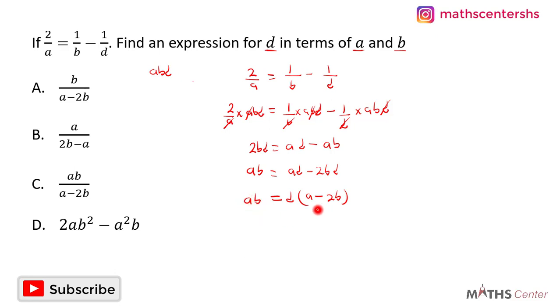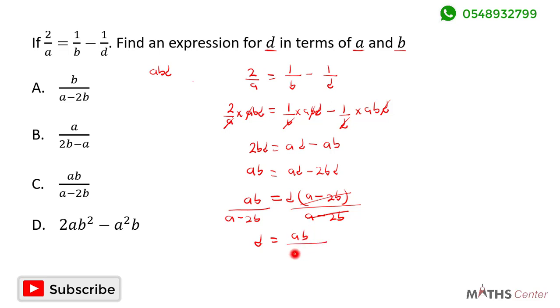To get D, I'll divide both sides by A minus 2B. So I'll divide here by A minus 2B and divide here also by A minus 2B. So A minus 2B, A minus 2B will be gone. And so we'll be left with D is equal to AB divided by A minus 2B.